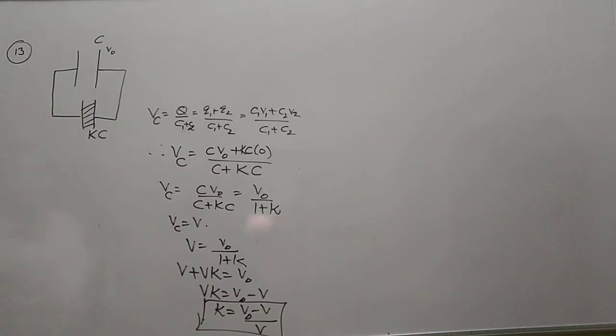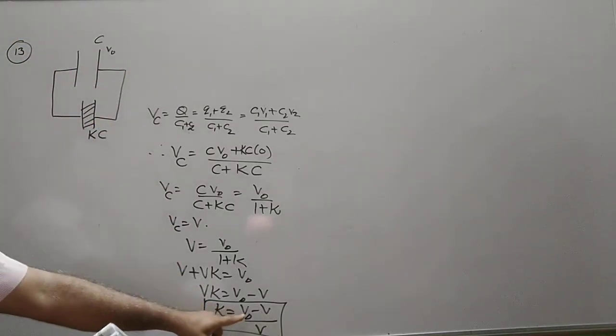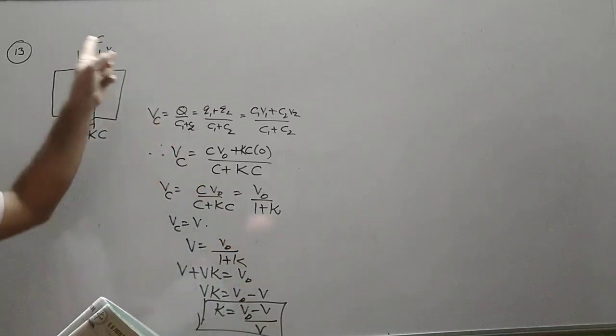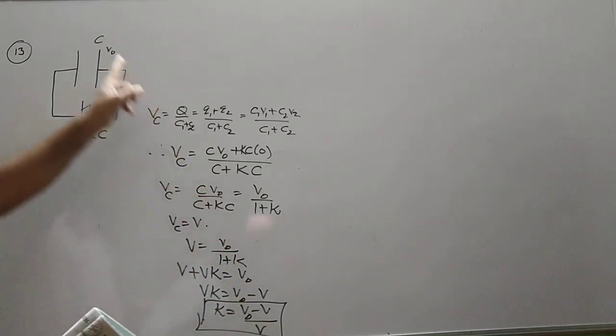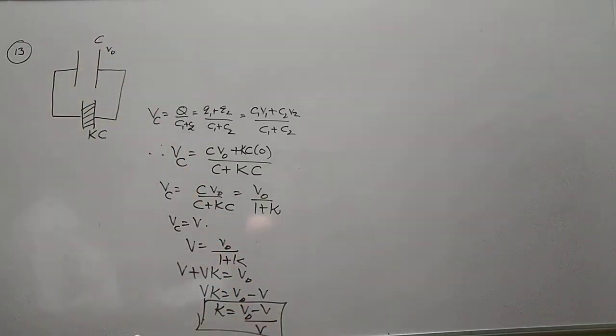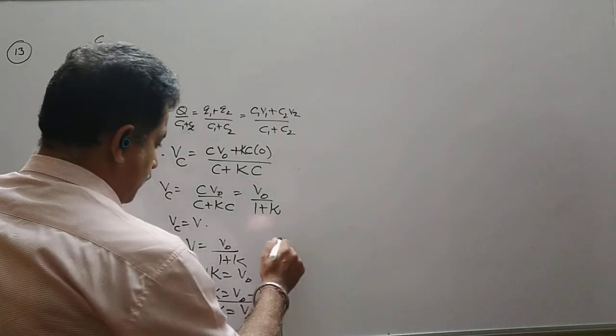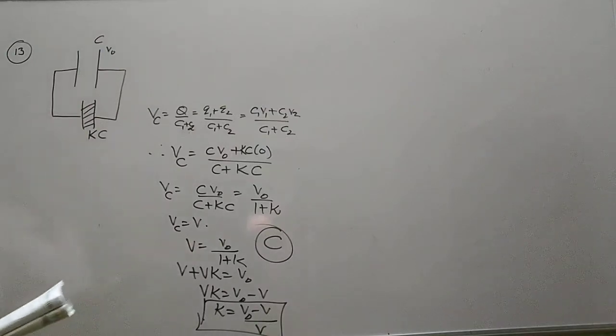If an uncharged capacitor is connected to a charged capacitor, the direct formula will be the potential initial by which one capacitor was charged minus common potential divided by common potential. So that is option number C.